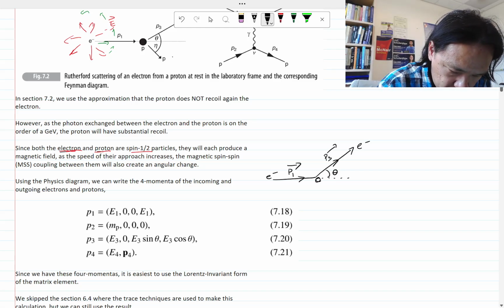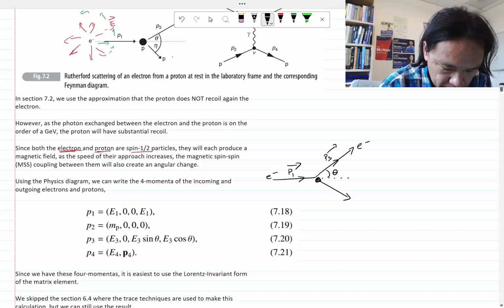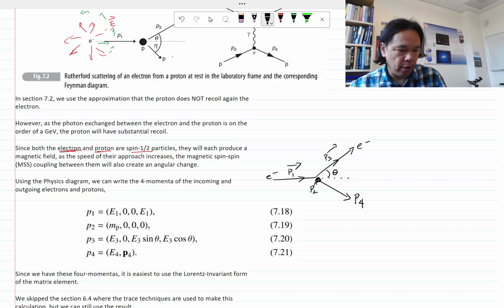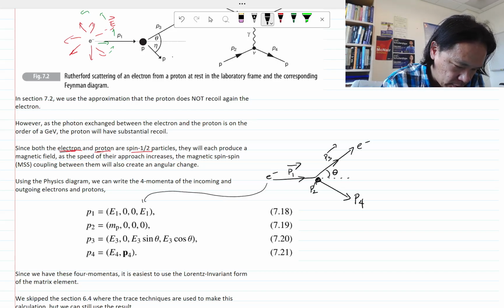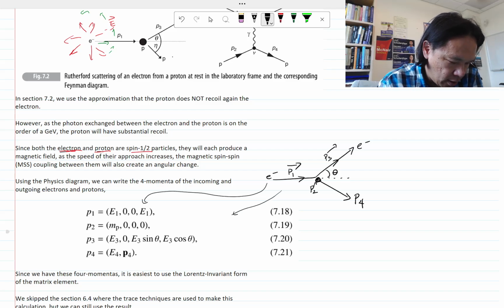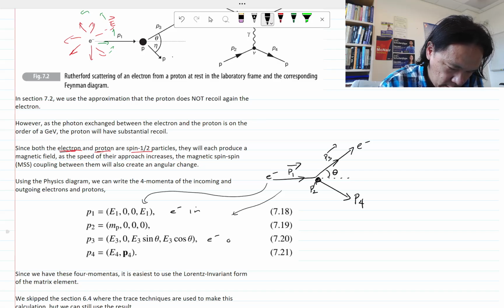And this proton here is going to recoil away. Instead of trying to quantify this with eta, we're just going to make this momentum P4. The initial momentum, which is the proton at rest, is going to be P2. With that, you can write these four-vectors for the incoming electron, outgoing electron, proton in, proton out.